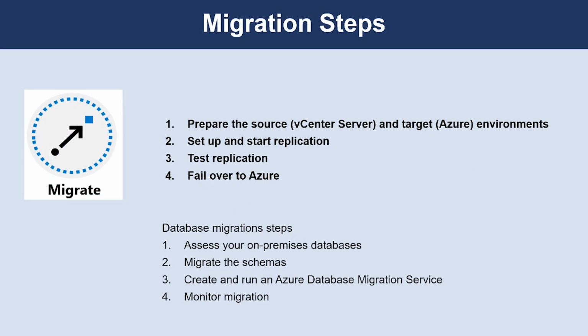These are some of the tools which can guide you through this migration. We will go through these steps in detail in the coming lessons, but some of the high level steps include preparing the source vCenter and target Azure environments, setting up and starting the replication between these two sites, testing that the replication has worked, and failover from the source server to Azure. And some of the high level steps for a database migration include assessing your on premises databases, migrating the schemas, and creating and running the Azure Database Migration Service project to move the data.